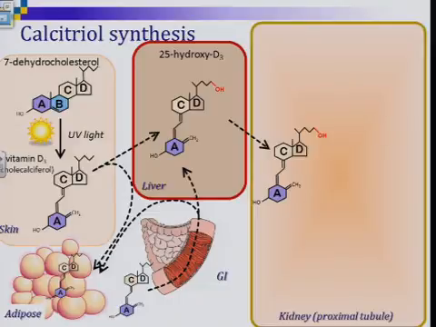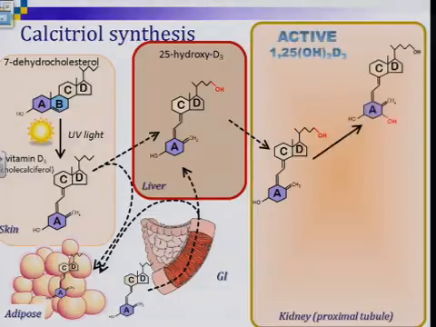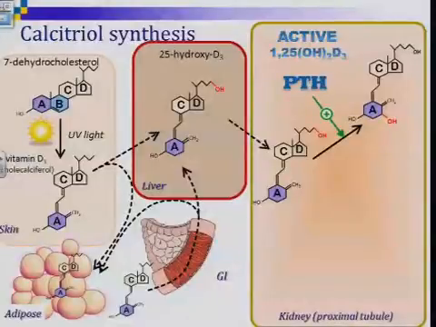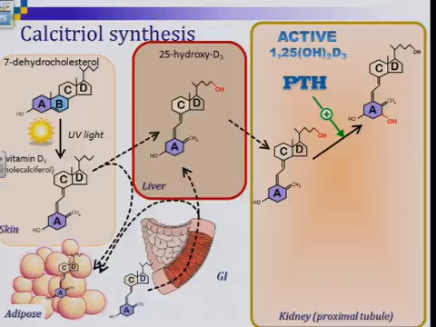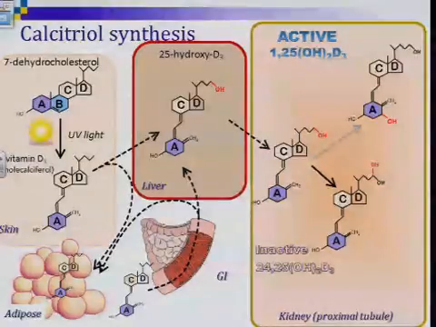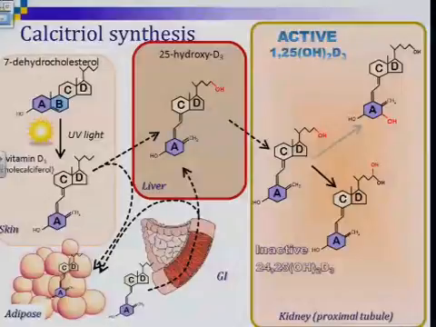Okay. It can then travel to the kidney, where it's then converted into 1,25-dihydroxy D3. And here's the 1 position. And parathyroid hormone is required to stimulate the enzyme here that converts 25-hydroxy D3 into 1,25-dihydroxy D3. In the absence of parathyroid hormone, 25-hydroxy D3 is converted to 24,25-dihydroxy D3. That's inactive and that's excreted. So that's the metabolism of D3.